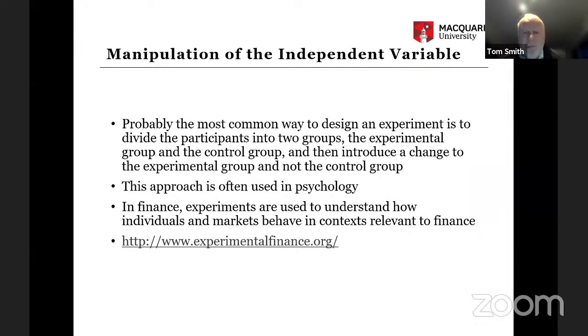So manipulation of the independent variable, the most usual way is to have a treatment group and a control group. Then you introduce a change to the treatment group, but not the control group. It's used in psychology a lot, and in finance, in my field, we use it to understand how individuals and markets behave in different contexts relative to finance. There's a website which gives a whole lot of examples, experimentalfinance.org, and you'll see all the different ways that experiments are used in my field.